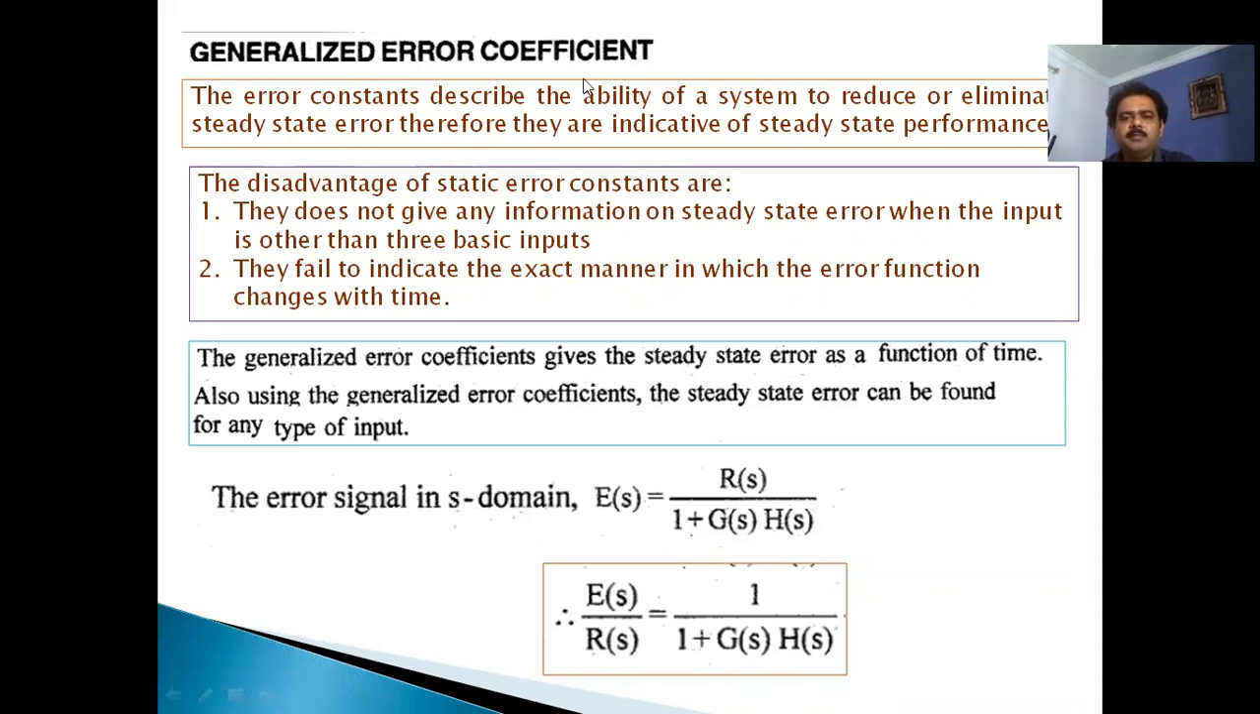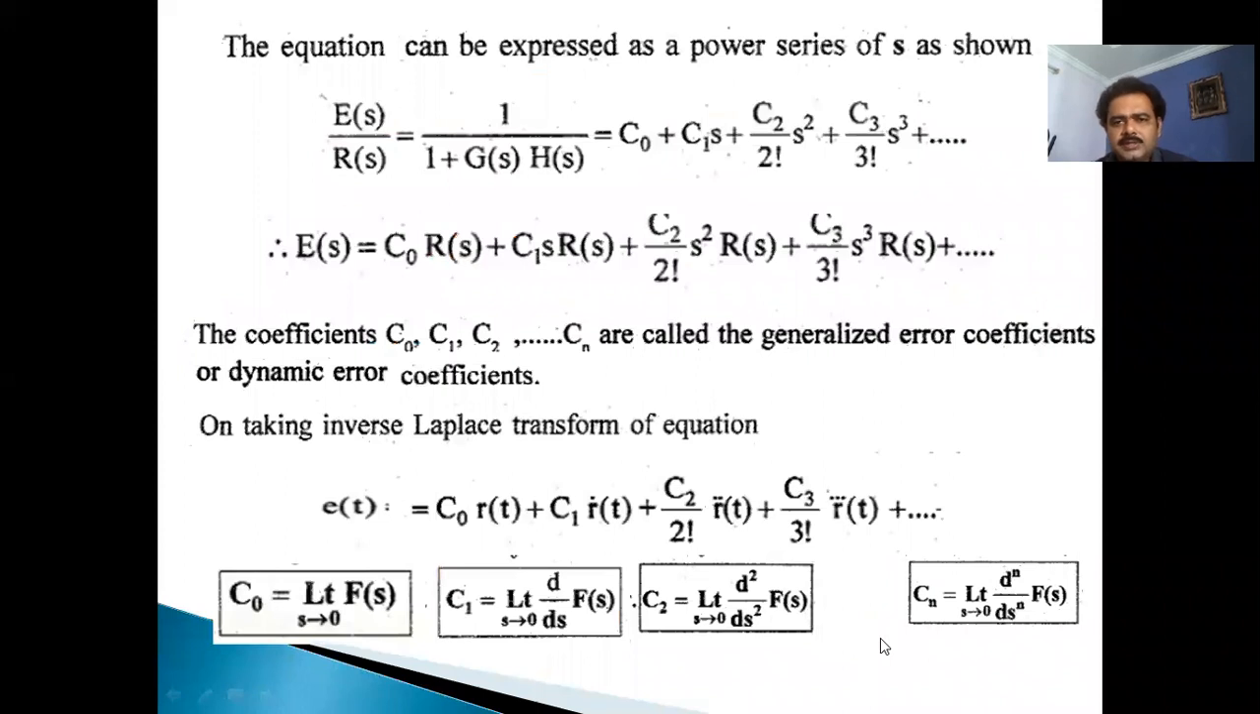Okay, previously Kp, Kv, Ka were the static error constants. Now, using this expression, E of S by R of S is equal to 1 by 1 plus G of S into H of S.